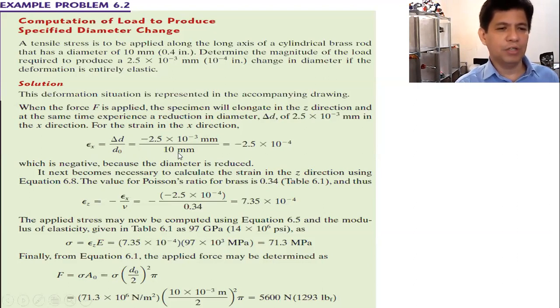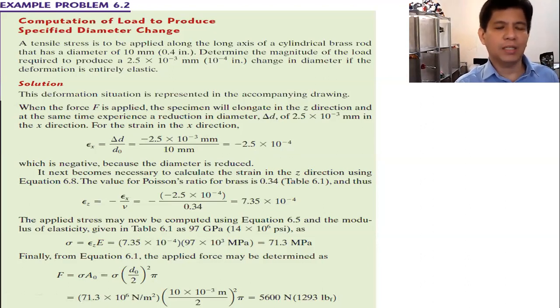The material is originally 10 millimeters in diameter. So we can calculate the engineering strain with respect to the diameter: 2.5 times 10 to the minus 3 millimeter divided by 10 millimeter. This is the given in the problem. So our epsilon x is negative 2.5 times 10 to the negative 4.